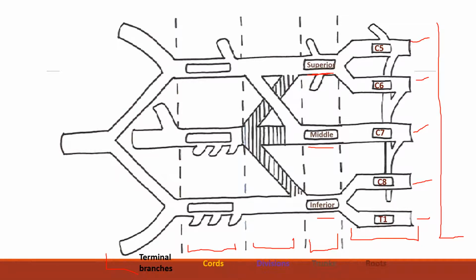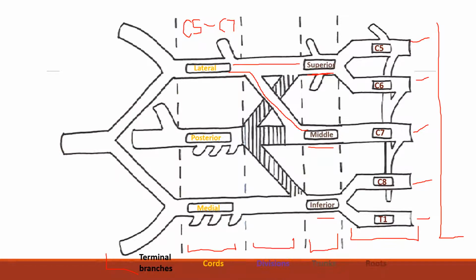Next we're going to proceed to the divisions. Oh, sorry, I've put the cord names on here, but let's talk about how the trunks become the cords by traveling through the divisions. Some of the fibers from the middle trunk are going to travel over here and join with the fibers of the superior trunk to make the lateral cord. So this lateral cord is receiving fibers from the superior trunk and the middle trunk, which means the lateral cord has fibers of C5 through C7.